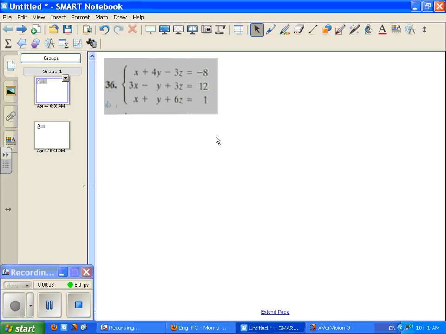All right, well, let's look at the first one here. So if I were to rewrite this in matrix form, 1, 4, negative 3, 3, negative 1, 3, 1, 1, 6. All right, first thing I want to do is find the determinant of my original. So I'm going to bring these two out here.